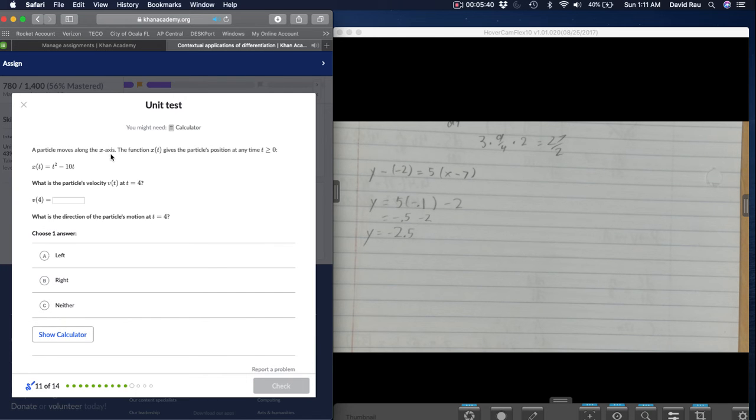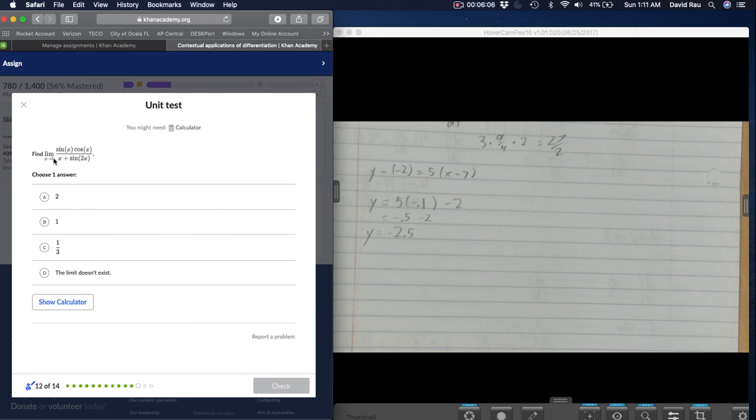All right, up next we have a particle moving along the x-axis, and we have its position given by this function, and they want to know the velocity at 4. All you have to do is derive this and plug in 4. When you do that, that'll be 2 times 4 minus 10, so that's negative 2. And so that must mean it's moving to the left. In other words, it's moving in a way that is negative, and negative is left in this case.